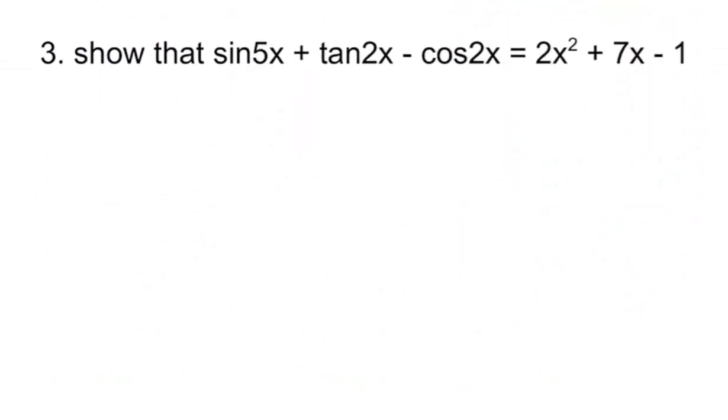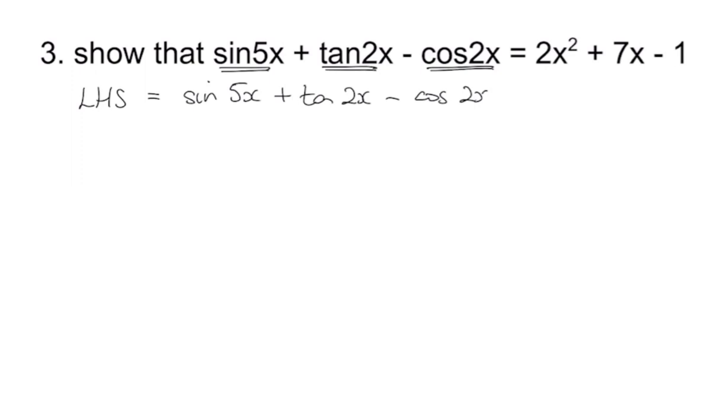So let's have a look at this one. It says, show that sine of 5x plus tan of 2x minus cos of 2x is the same as 2x squared plus 7x minus 1. Right, we're going to go straight for it. So sine of 5x, tan of 2x and cos of 2x need replacing. I'm going to do the left hand side. Left hand side is the sine of 5x plus the tan of 2x minus the cos of 2x.